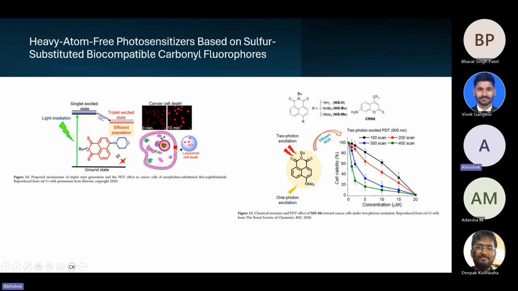These are the heavy atom-free photosensitizers based on the sulfur substituted biocompatible carbonyl fluorophore. This is the proposed mechanism of triplet state generation and the PDT effect in cancer cells of a morpholine substituted thionaphthalamide. And these are the chemical structure and the PDT effect of this compound toward cancer cells under 2 photon excitation.